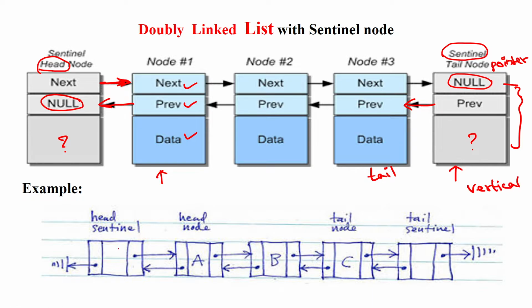In the next diagram it is the same thing, represented in horizontal form. Look here: there is no data, the previous is null, and the next field has the address of the first node. Likewise, in the tail sentinel node the data is not available, the previous field points to the tail node, and next is null. So this is in the horizontal direction.